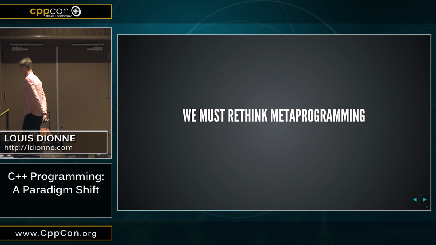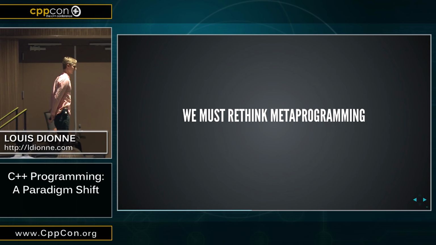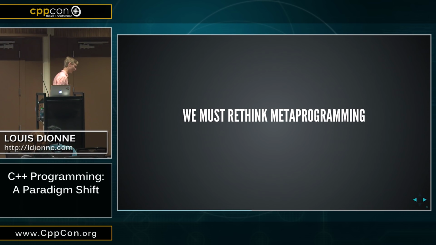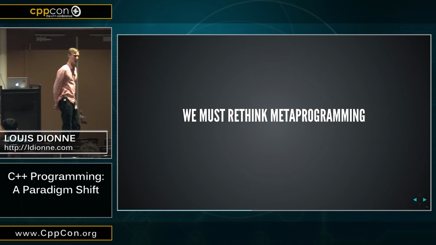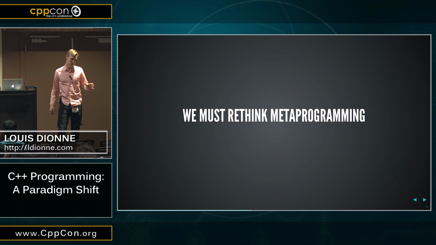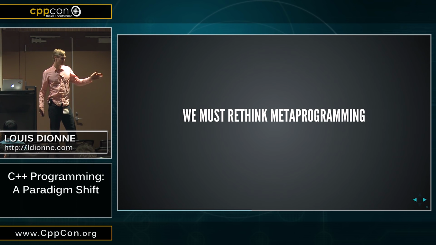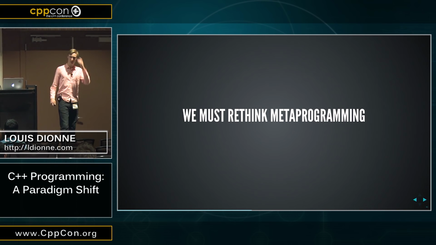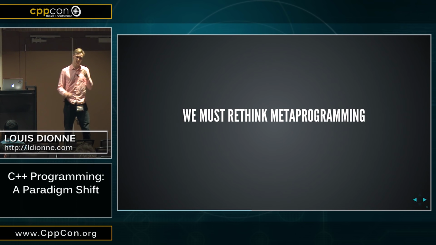Okay, so I think that we must rethink metaprogramming. I think that C++14 is such a game changer that we just have to rethink it from the base. It's not sufficient to just put typename somewhere, and then variable templates, and then alias templates, and then constexpr here, constexpr there. It's not enough. We need to rethink the way we do it from the bottom.